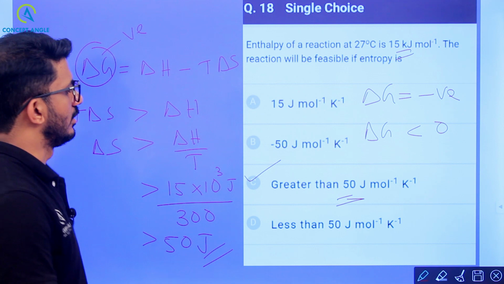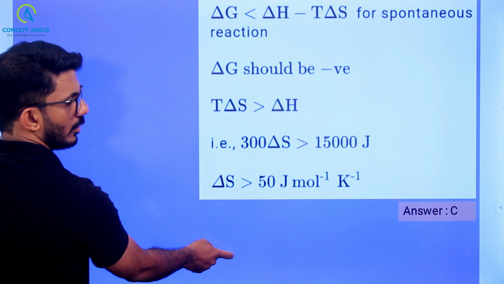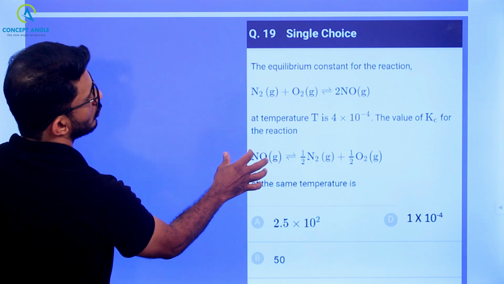Okay, let's move to the next question. This is the explanation we already discussed. This is also given on the site. NTA app il koduthittund, all the explanations are there. Okay, and this is the next question.